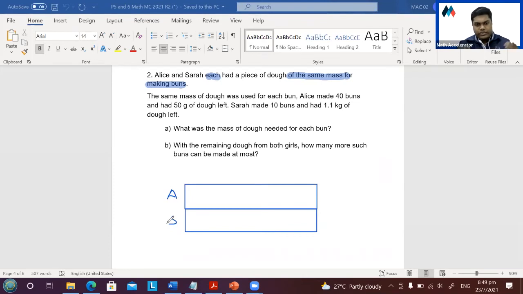All right, so let's put all the information that we have into this question. So let's look at Alice first, all right? Alice made 40 buns and had 50 grams of dough left. So she made 40 buns, so write down, this is 40, and had 50 grams left.